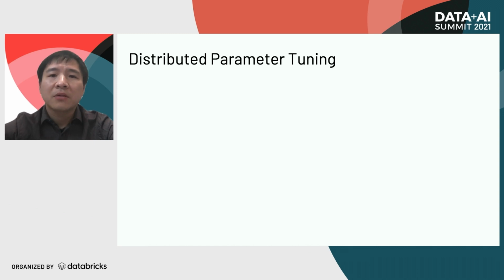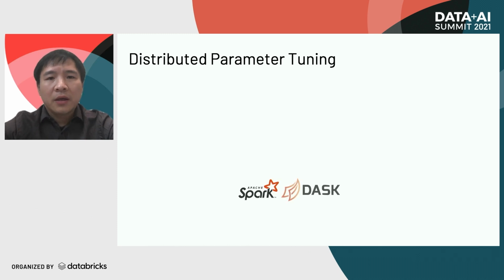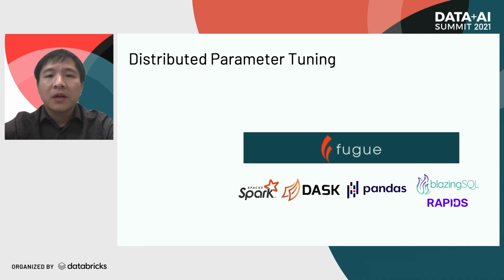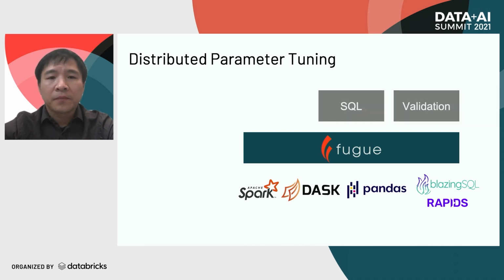Now let's talk about how we build abstraction layers to help solve these challenges. There are different computing frameworks, Spark, Dask, Pandas, and on GPU, Rapids, and Blazing SQL. Fugue is an abstraction layer unifying the computation. On top of Fugue, we already have Fugue SQL and validation. They are not today's topic.